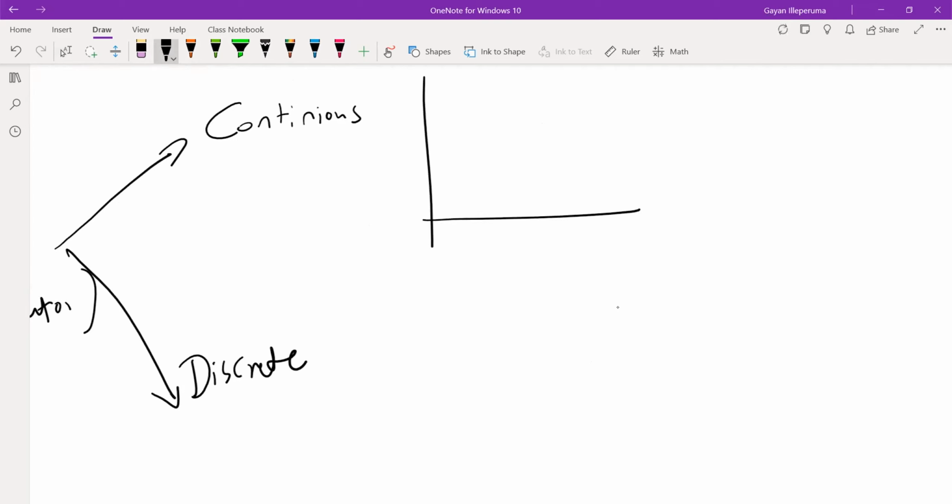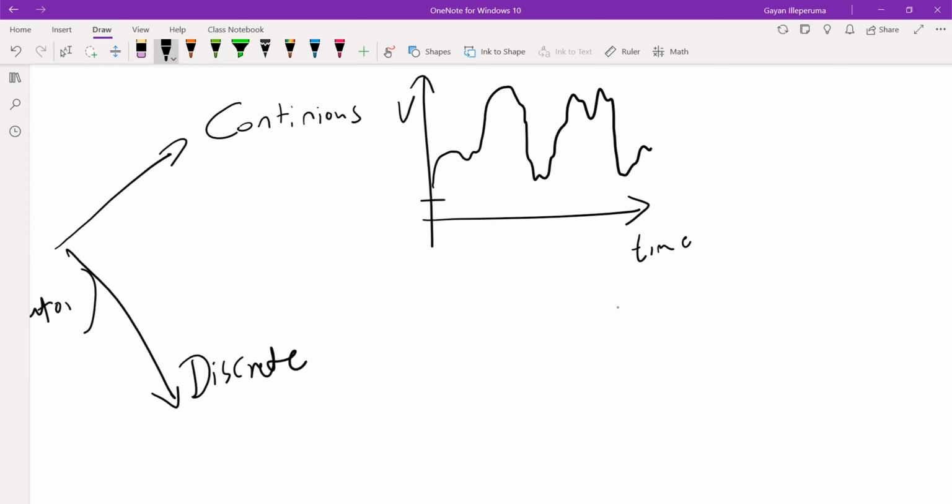For example, there might be a sensor. That sensor might be outputting a voltage, and this might be the time. So this sensor might have some voltage fluctuations like this. Maybe it's a temperature sensor or something. In this case, you have a range. This is the upper range, this is the lower range. Within that range, our sensor fluctuates its voltage continuously. It can take any value within this range.